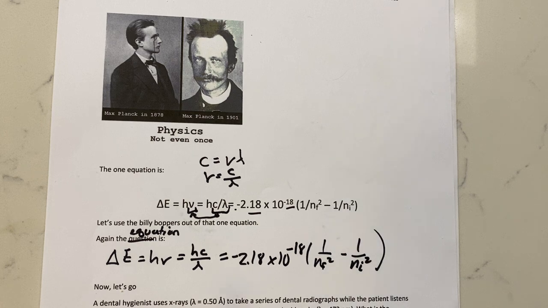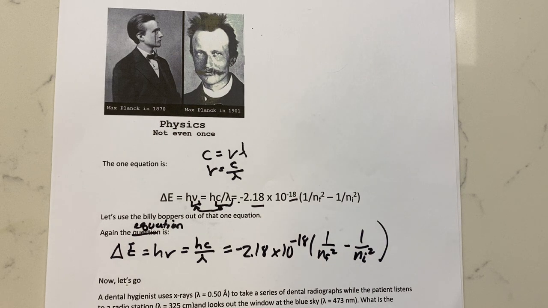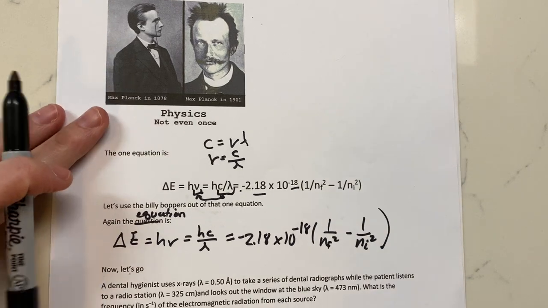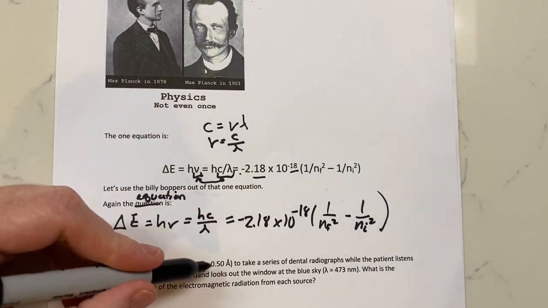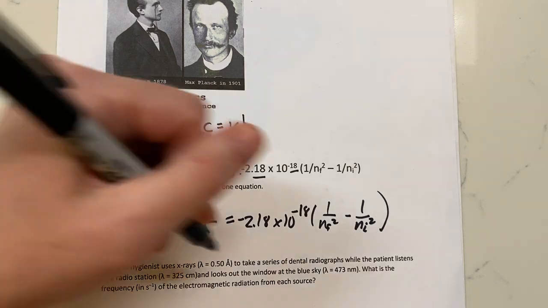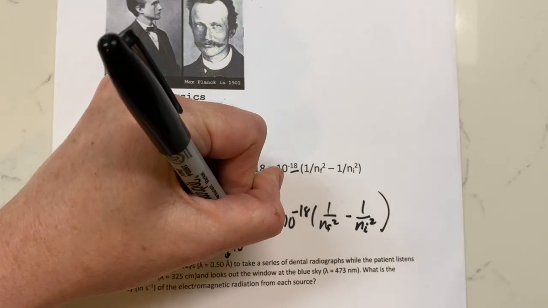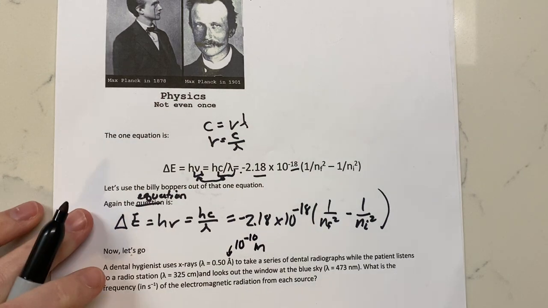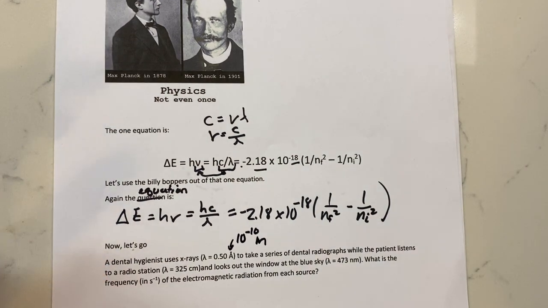So it says a dental hygienist uses x-rays, and it says lambda equals 0.50 angstroms. Angstroms, by the way, is 10 to the negative 10 meters. So anytime you see this A with a funny little hat, that's 10 to the negative 10 meters.